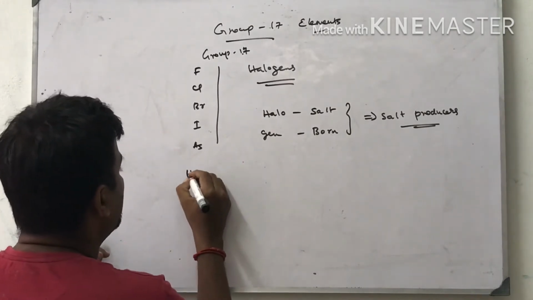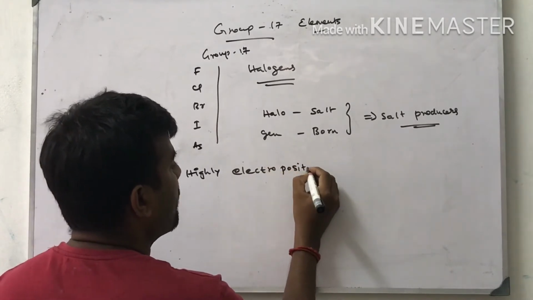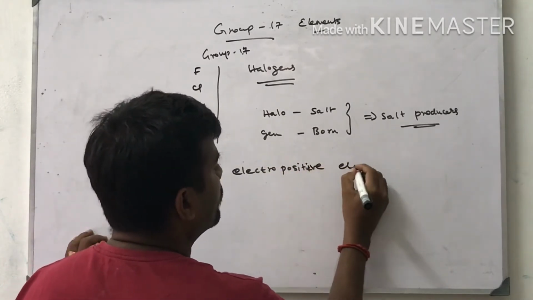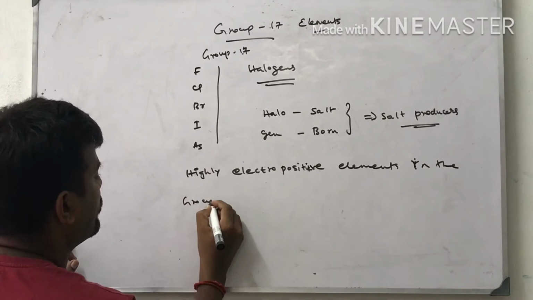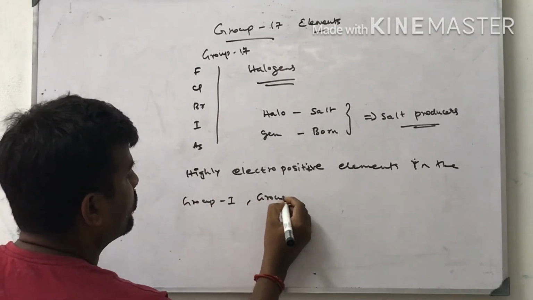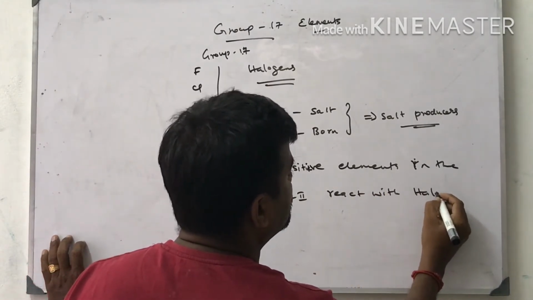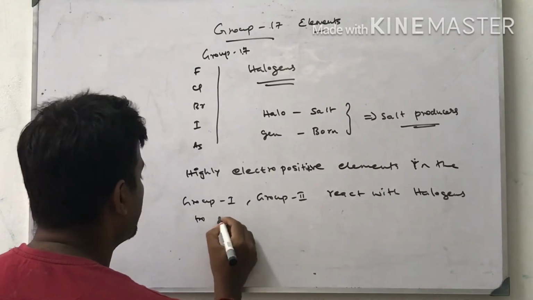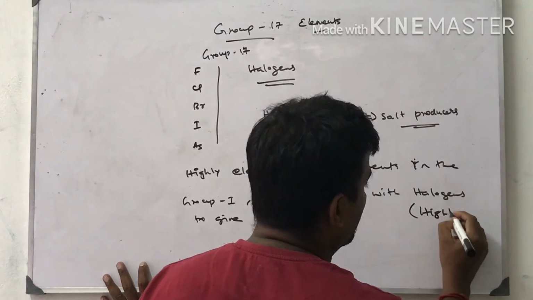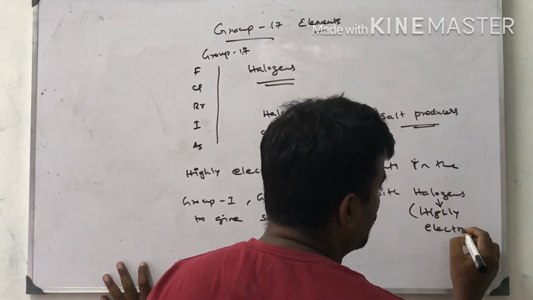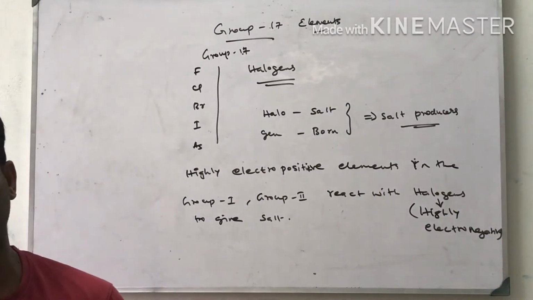For example, highly electropositive elements in group 1 and group 2 react with halogens to give salt. Halogens are highly electronegative. So highly electropositive and highly electronegative elements react to give neutral compounds called salt.